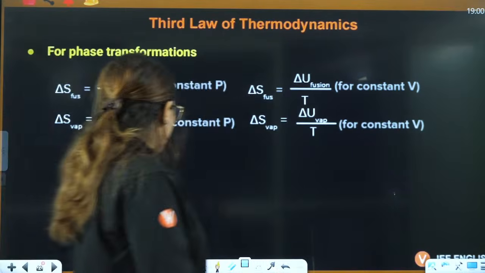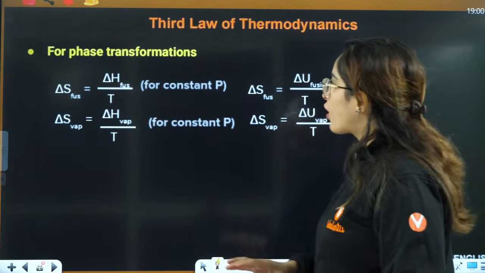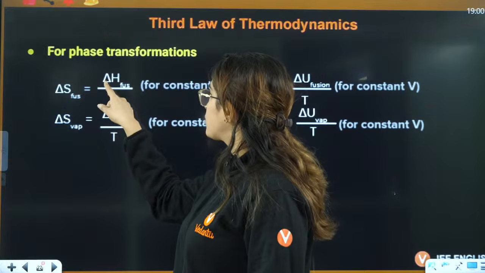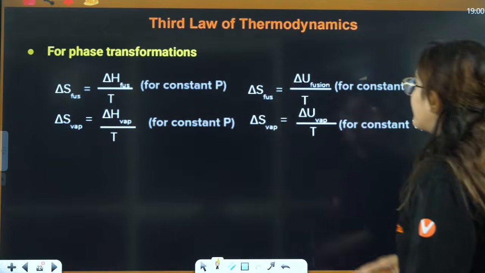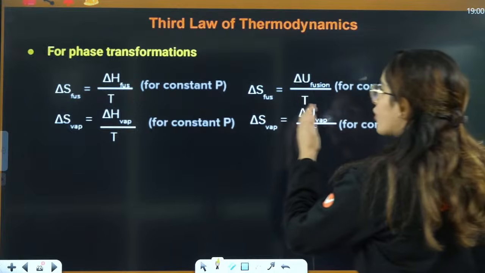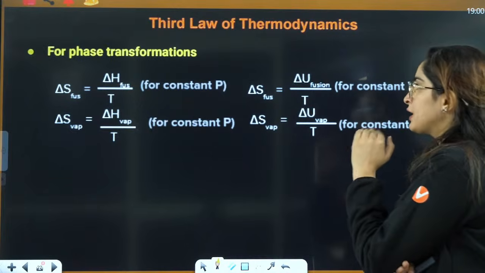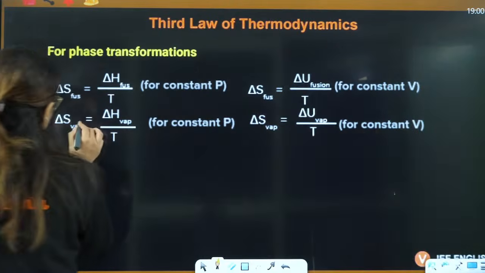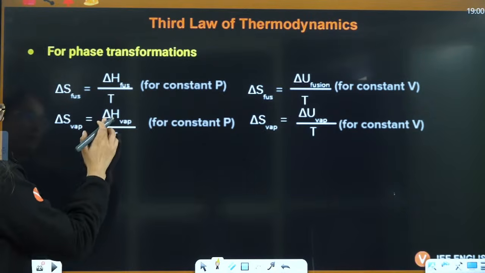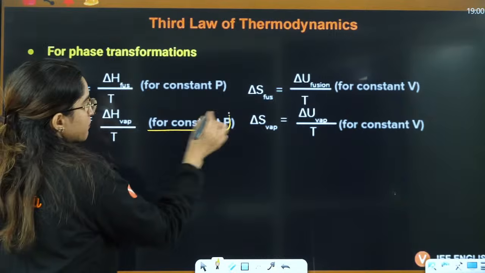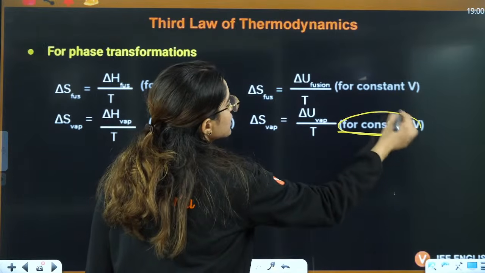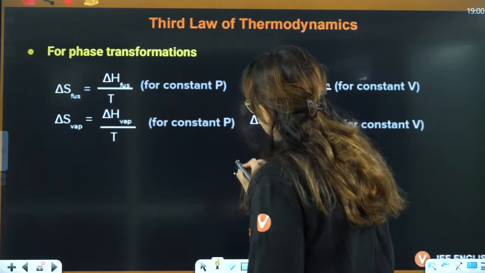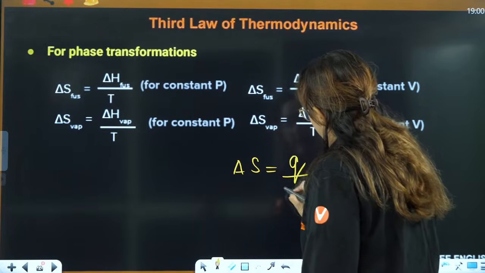That means if I talk about phase transformations, if I talk about fusion, that means melting, then delta S fusion will be equal to delta H of fusion by T, right? If I talk about delta S of fusion in terms of delta U, that will be delta U fusion by T. For vaporization, delta S vaporization is delta H vaporization by T at constant pressure. And if volume is constant, delta H will be replaced by delta U. But the simple thing is that delta S is nothing but Q by T.